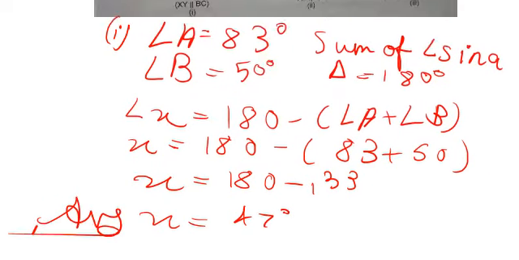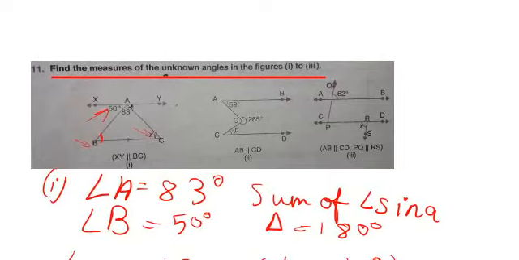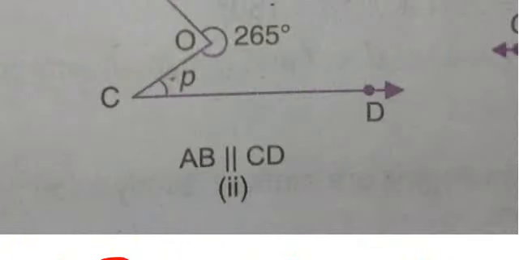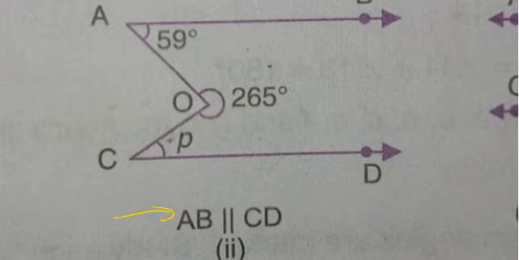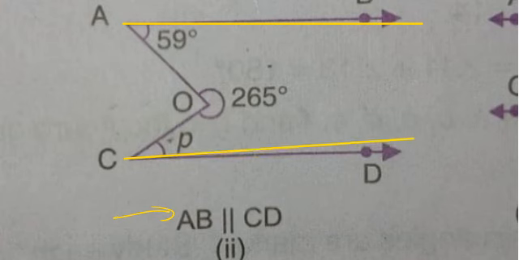Then the next one of this question is this figure. Here we can see that again AB is parallel to CD. This AB is parallel to CD. Where is AB and where is CD? This is AB, and the other one is CD. So we can clearly say that both of these are parallel to each other.